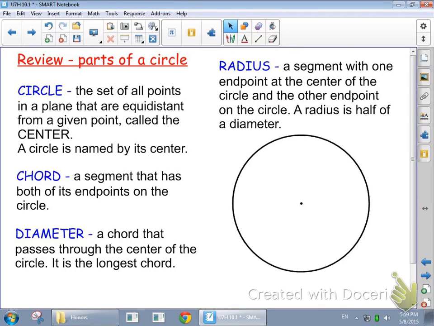So I'll start first with a little review on the parts of a circle. A circle is the set of all points in a plane that are equidistant from a given point, called the center. A circle is named by its center. So we have here circle M.